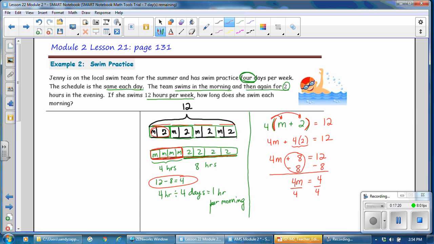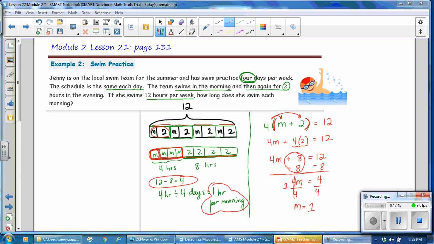A number divided by itself is 1, and 1 times m is m. On the right side of the equation, 4 divided by 4 equals 1. And that means that m equals 1, and m represents the amount of hours for one morning of practice. Okay, so we have 1 hour per morning of practice.